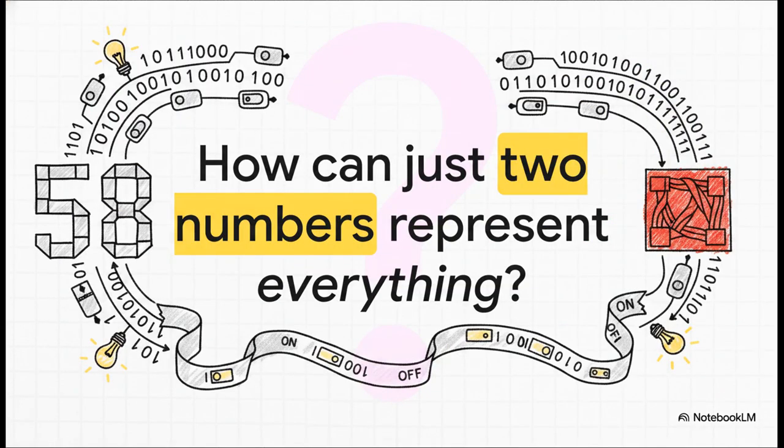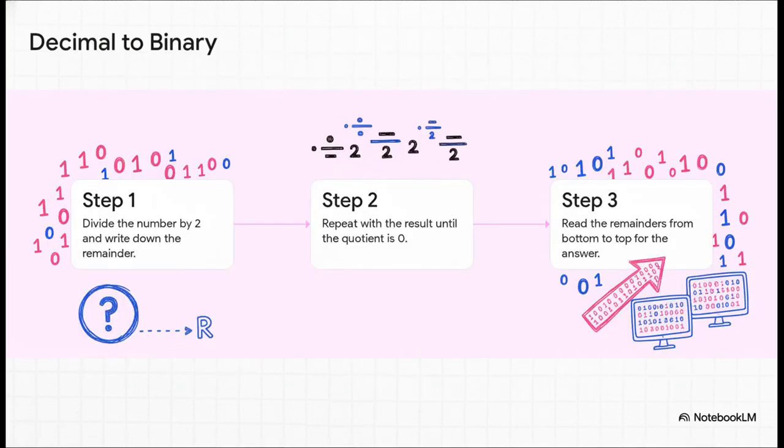Okay, so you're probably thinking, how on earth can just 2 numbers represent, well, everything? How do you get from a simple on and off to the number 58, or the color red? The magic isn't really in the 2 digits themselves. It's all about how you arrange them in long, long sequences. So let's try it. Let's translate our number, 58, into computer speak. And don't worry, the process is way simpler than you'd think. It's just a simple game of dividing by 2 over and over again and writing down if there's a remainder.